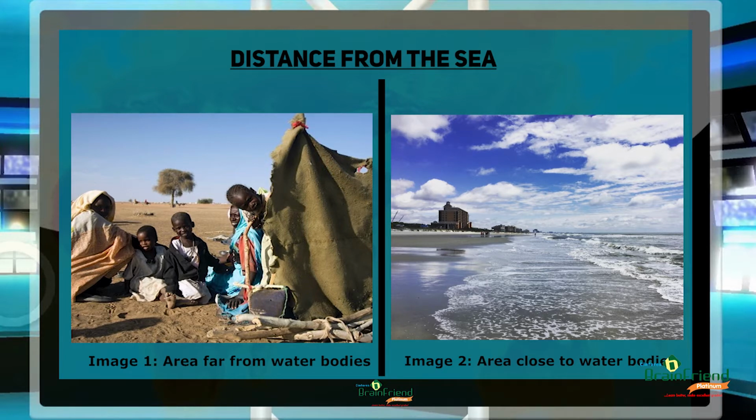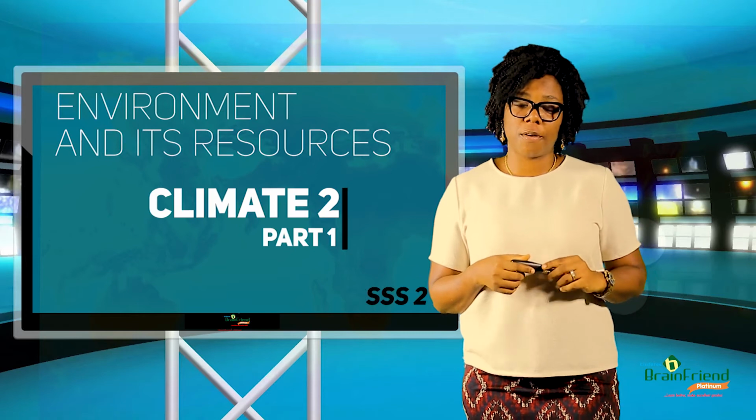The first image shows a dry land, an area very far from a body of water. From the image, we can see that the area has very little vegetation because of low precipitation, while the second image shows an area close to a body of water. From the image, we can see the thick cloud cover found in that area. Relief or shape of the land.